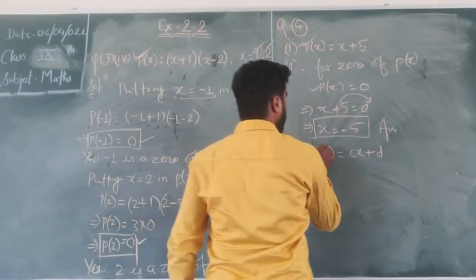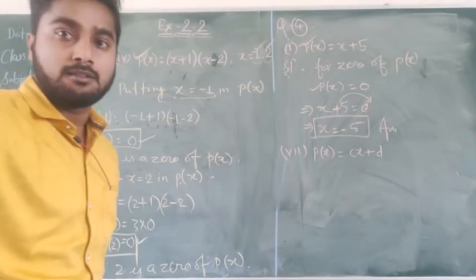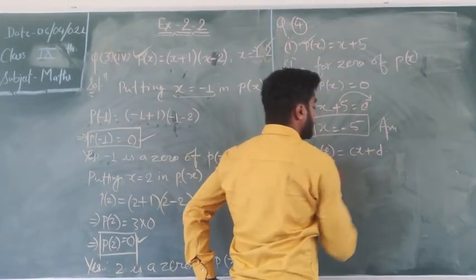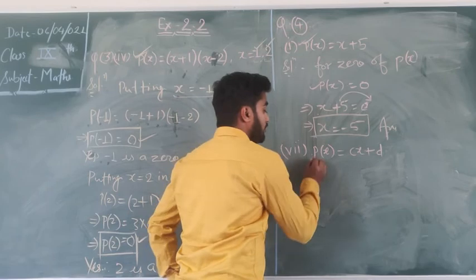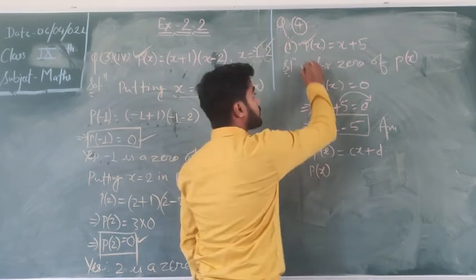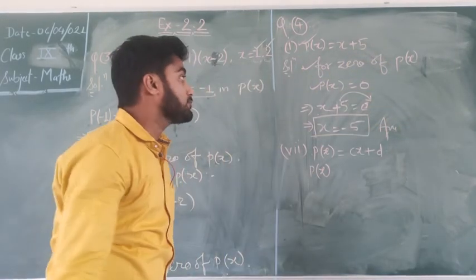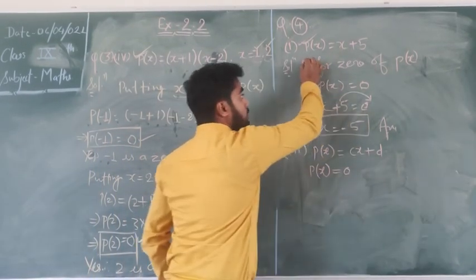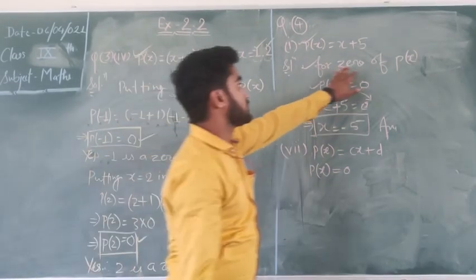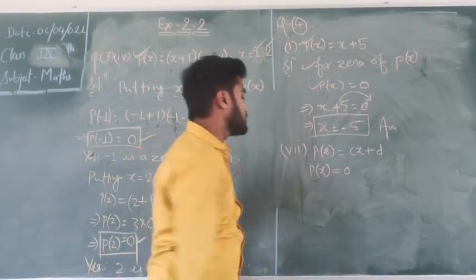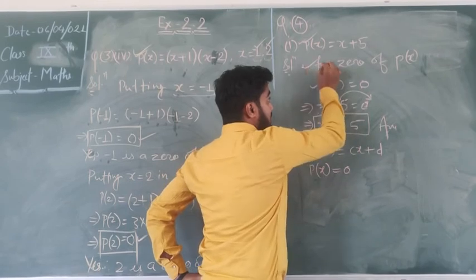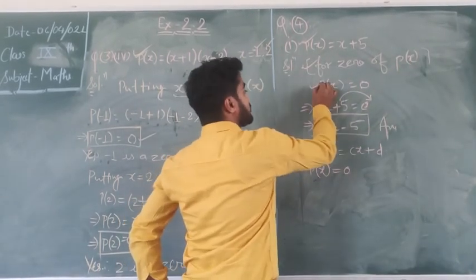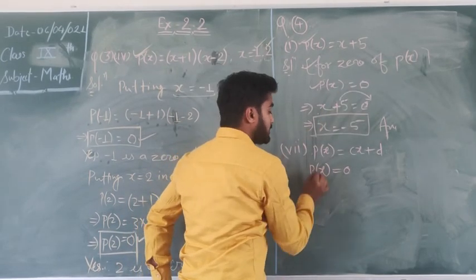zero of the polynomial. So if we have to find the zero of the polynomial, we have to put p of x equal to 0. For the 0 of p(x), we have to write p(x) equal to 0. I am not writing this, but you have to write this thing for the 0 of p(x): p(x) equal to 0. You write all these things in every question. I am writing directly p of x equal to 0.